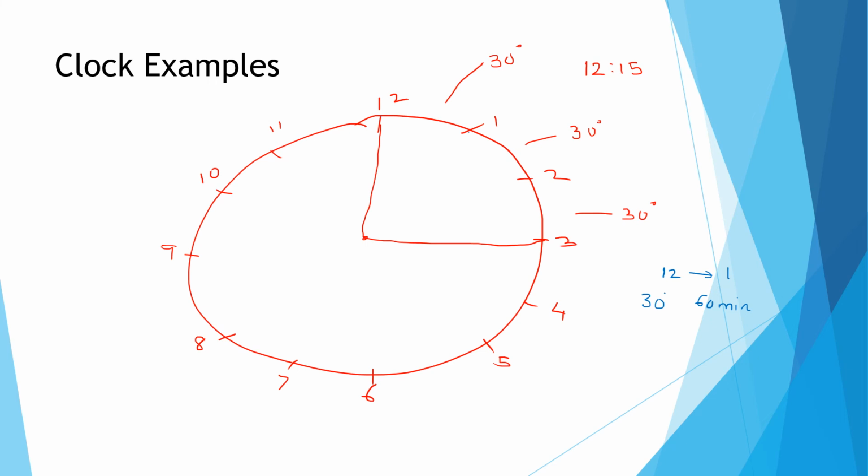Am I right? When the time goes from 12 to 1, the journey takes 60 minutes, which requires 30 degrees. From 12 to 1, the angle is 30 degrees.